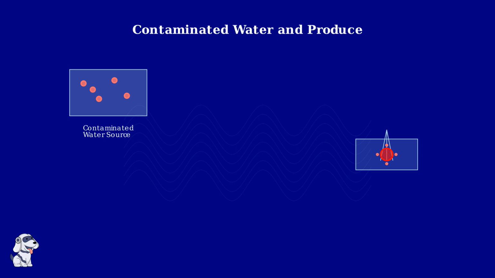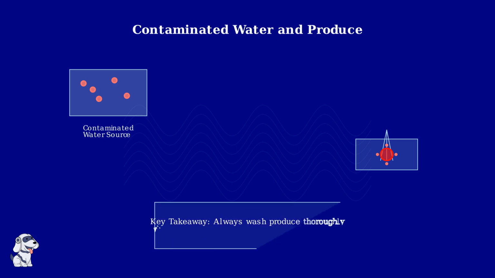This is why using clean, treated water for washing produce is so important. The key takeaway is that water quality matters at every step of food production and preparation. Always wash your produce thoroughly with clean, treated water to reduce the risk of Giardia contamination.